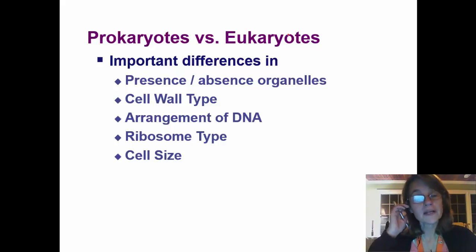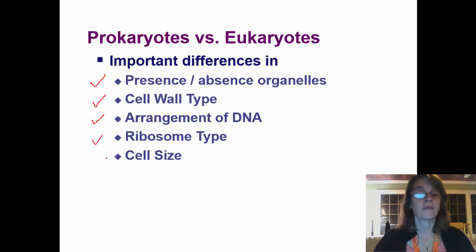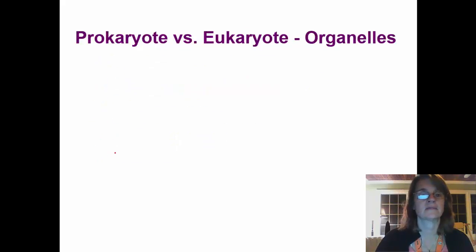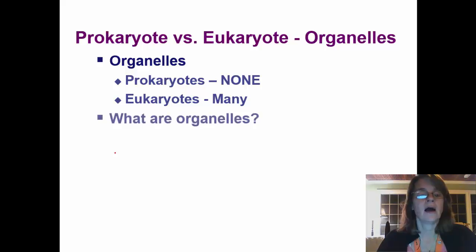So what we're going to examine are the fundamental differences in prokaryotes and eukaryotes. You need to understand this. So you have a little chart on your handout. We're going to investigate these characteristics: presence of organelles, the type of cell walls, how the DNA is arranged, the types of ribosomes, and how they compare in size. Okay, so first of all, with regard to organelles, prokaryotes don't have any. Eukaryotes have a lot. Okay, fundamental.